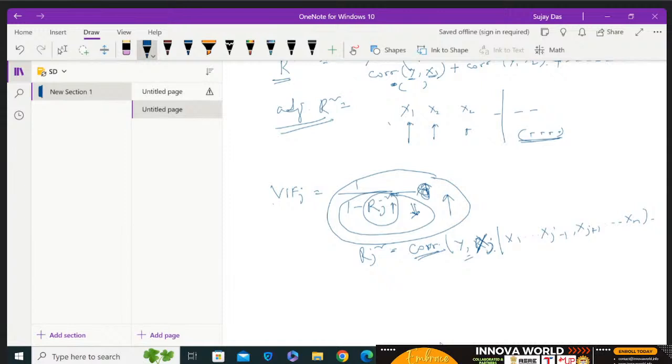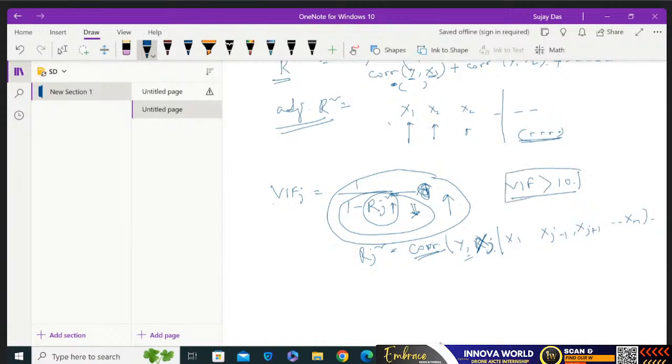There is a specific value generally used in the literature. If VIF is greater than 10, then we must say that there is multicollinearity for that variable, and we must omit that variable from our model. But as far as I know, in industry they do not use such a high bound. They generally use 3, or 3.5, or 4. It varies from company to company.